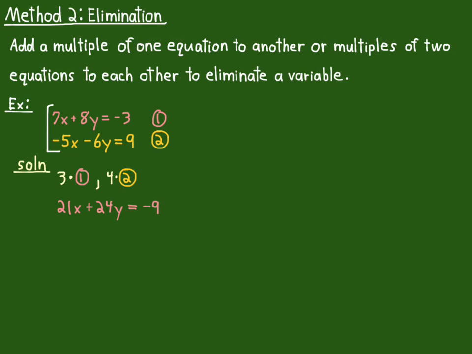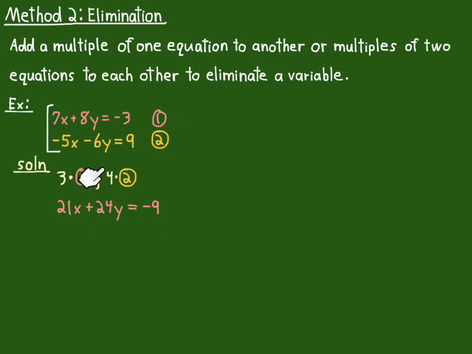I took 3 times equation number 1, and 4 times equation number 2. And when you do that, what I get is 21x plus 24y equals negative 9. That's 3 times the first one. 3 times this one gives me this one.